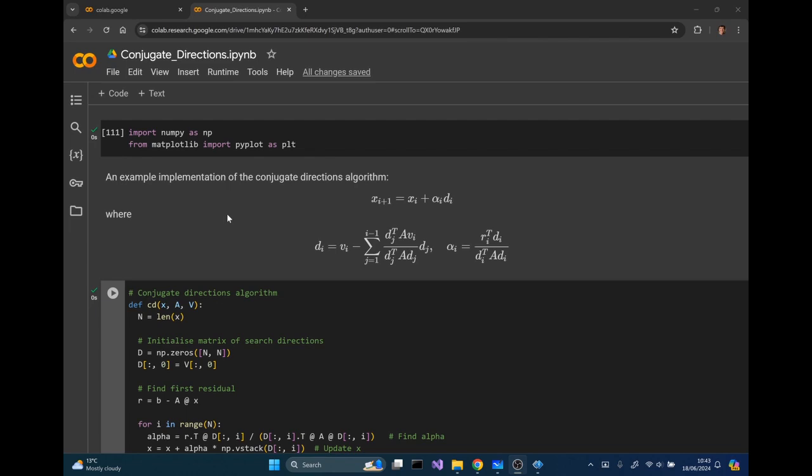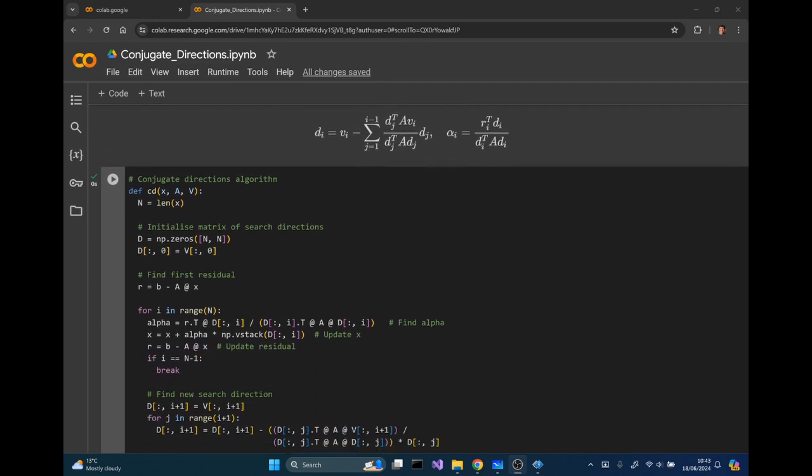Okay, so here is an implementation of the conjugate directions algorithm. I've written everything that's going on at the top here. So xi plus 1 is equal to xi plus constant times search direction. This is the A orthogonal Gram-Schmidt process that we've just derived. This is the optimal definition of alpha from the previous video. So down here we've got our conjugate directions algorithm.